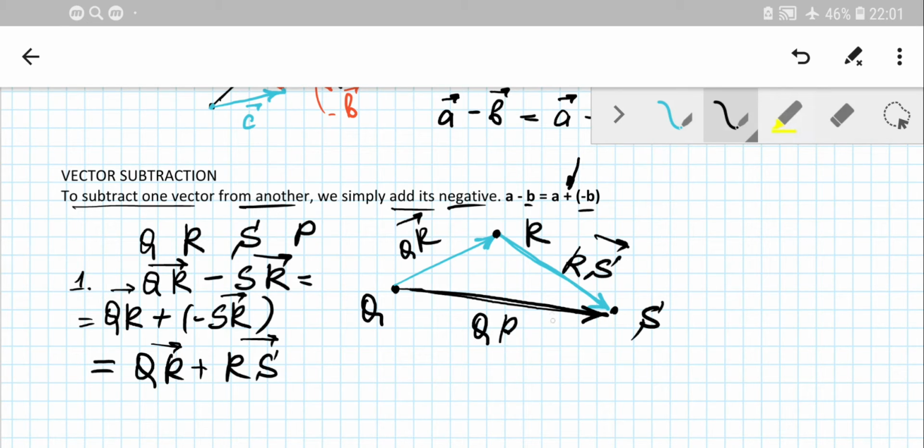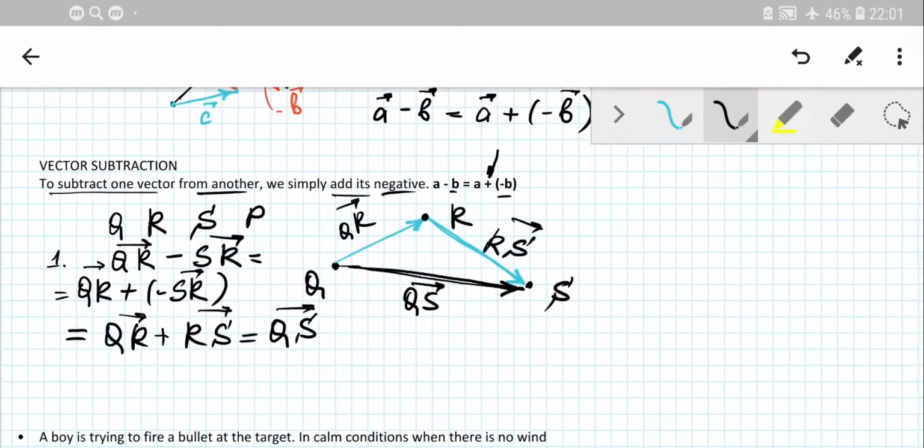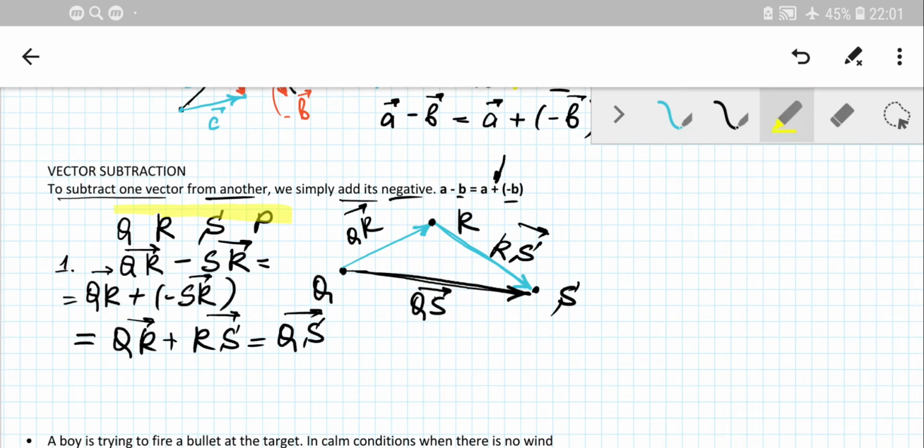Okay, so QS as a resultant vector. Hope you understand this. It's pretty simple. That's QS as a result. And let's consider another point, because we're given 4 points. Now let's consider point P.